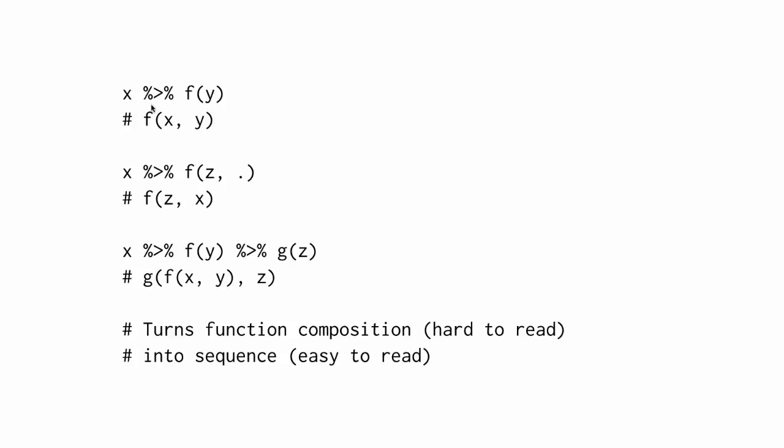Now let's look at this a little more formally. Basically what happens when you say x, then f of y, is we do a transformation where the thing on the left-hand side becomes the first argument on the right-hand side. Now we can, of course, override that, so we can pass the thing on the left-hand side to the second position if we use this pronoun, the dot, or we can chain multiple functions together. The idea of this is it turns function composition, which is hard to read, but easy to reason about and easy to program, into a sequence of imperative operations that's really easy to read.